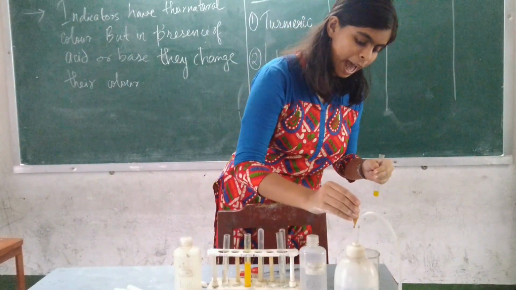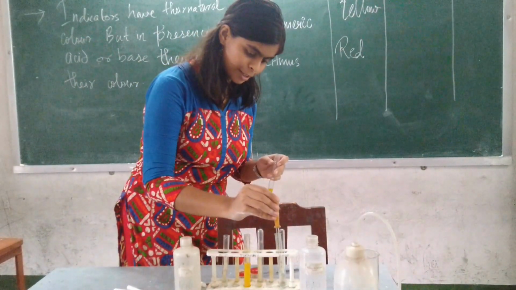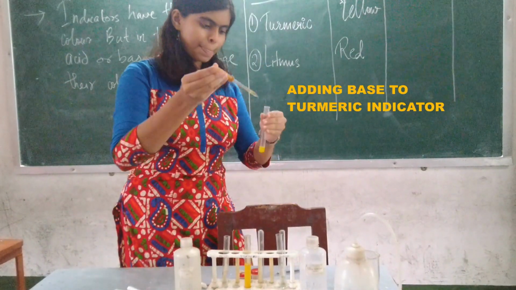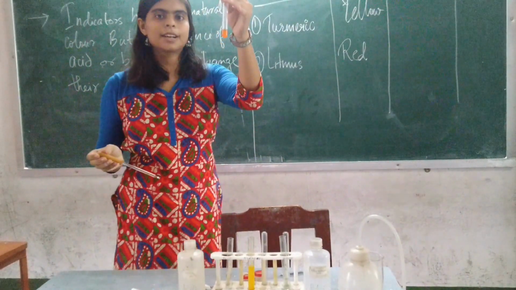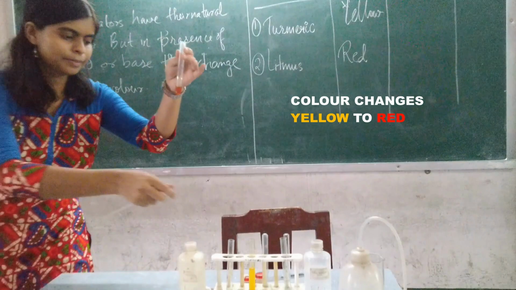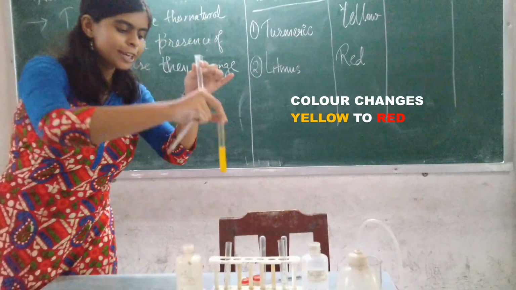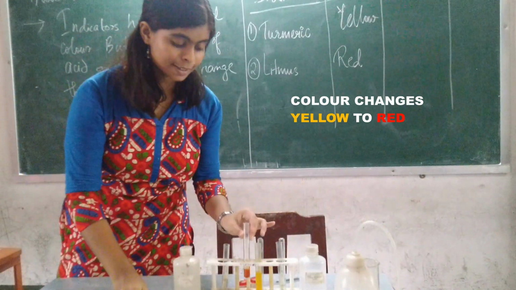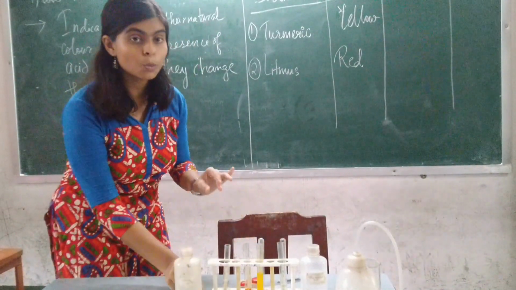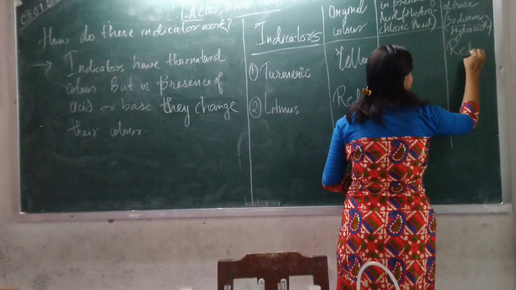Now let's see what happens if we add some base to it. What color does it change? Can you see the color change? This is yellow and this is red. So we can say that in presence of base, the turmeric color changes to red.